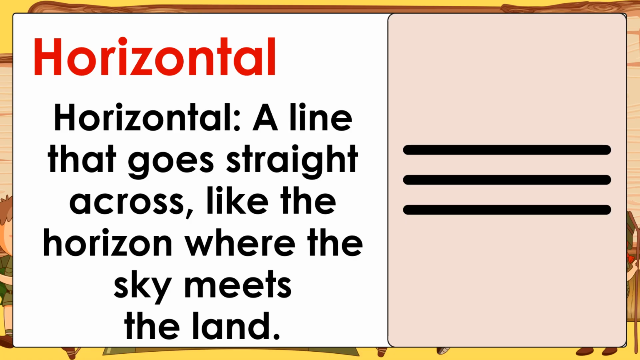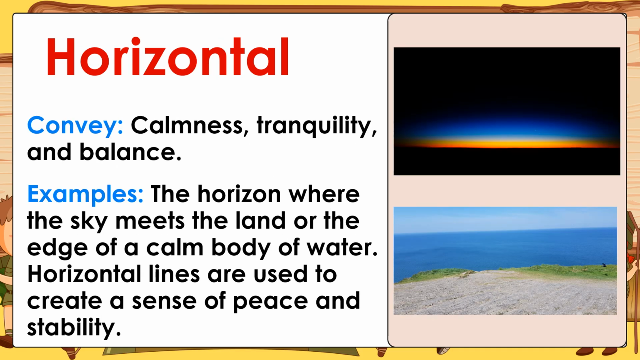Horizontal, a line that goes straight across like the horizon where the sky meets the land. Horizontal conveys calmness, tranquility, and balance. Examples: the horizon where the sky meets the land or the edge of a calm body of water. Horizontal lines are used to create a sense of peace and stability.